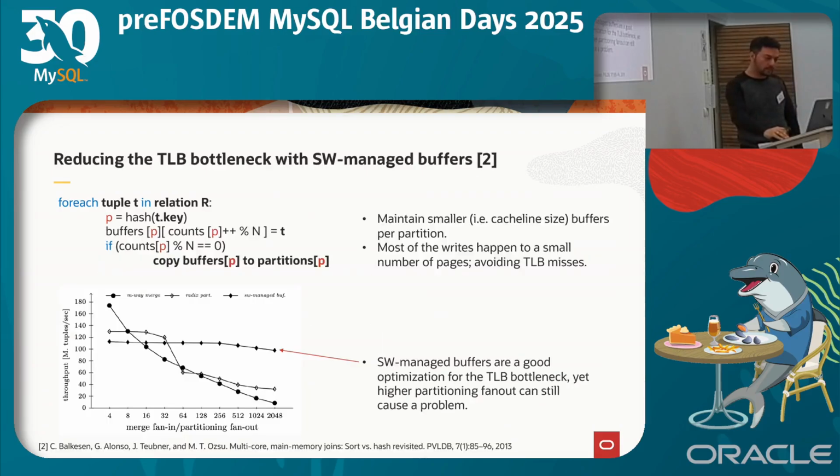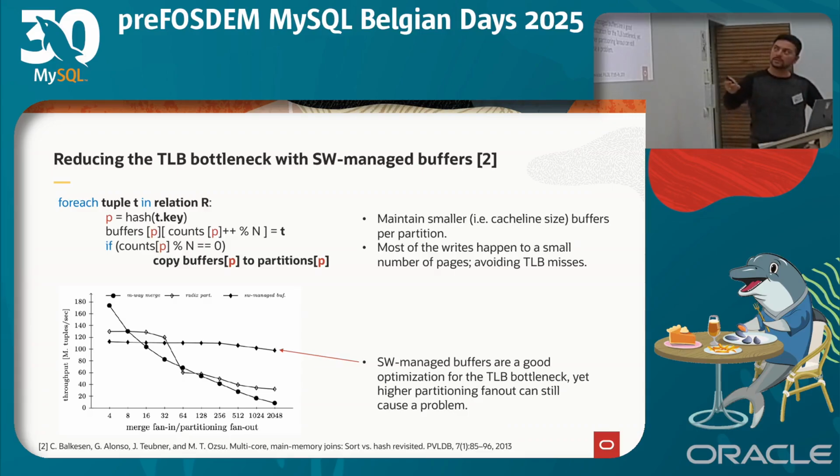And based on experiments, we understood this is a problem, right? If you go beyond a certain partitioning fan-out, this causes a lot of TLB misses. And what is the solution? The solution is again depicted here in a simple pseudocode.